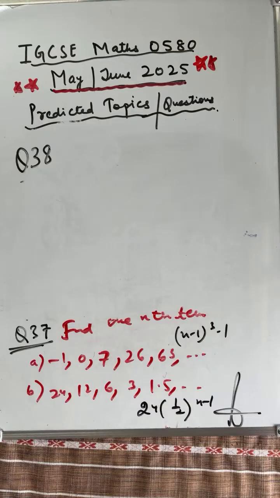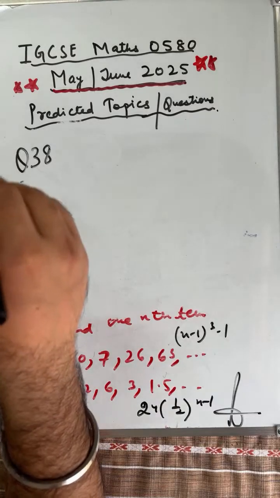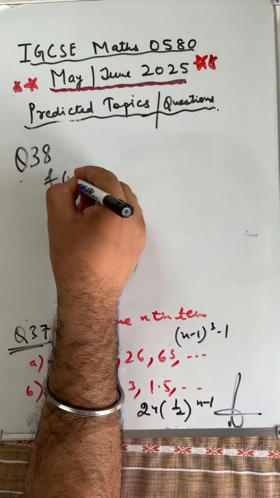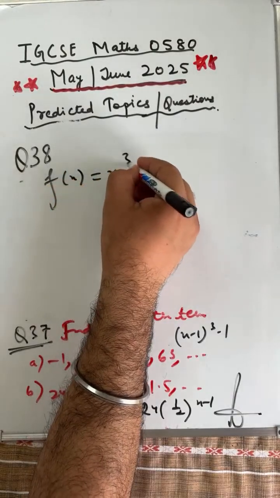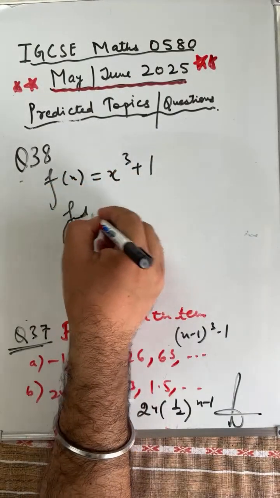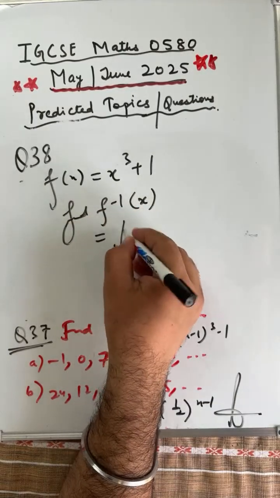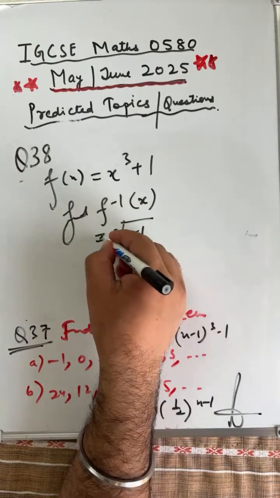Now question number 38. f of x is equal to x cube plus 1. Find f inverse x. Its answer will be cube root of x minus 1.